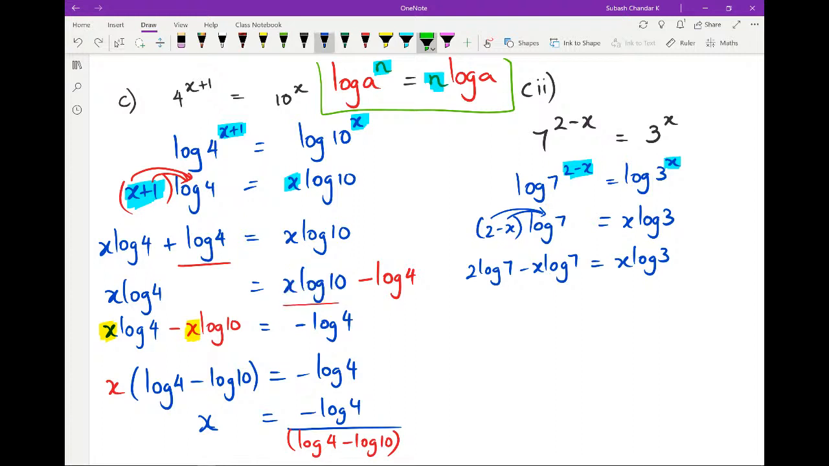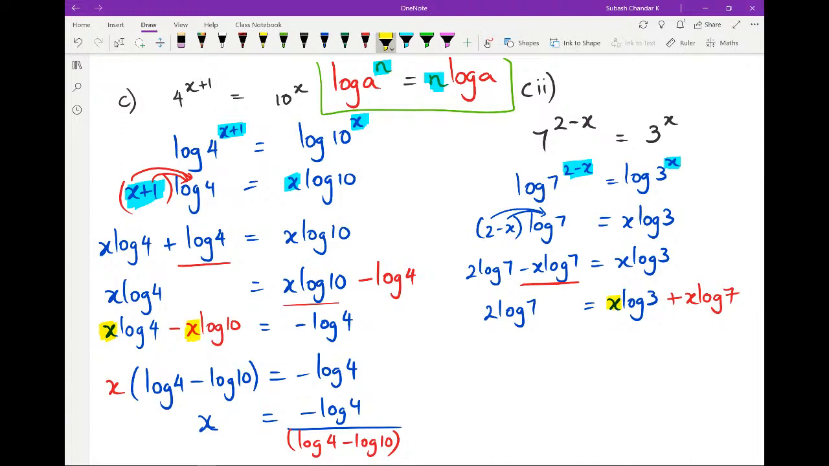All right, going back to this question, I don't want to bring the x log 3. I'm just going to take the x log 7 to the other side to make things a bit easier. Micah, notice in this question you've got minus x log 7. If I move it to the other side, it becomes plus x log 7. That was the same question you were asking me before.